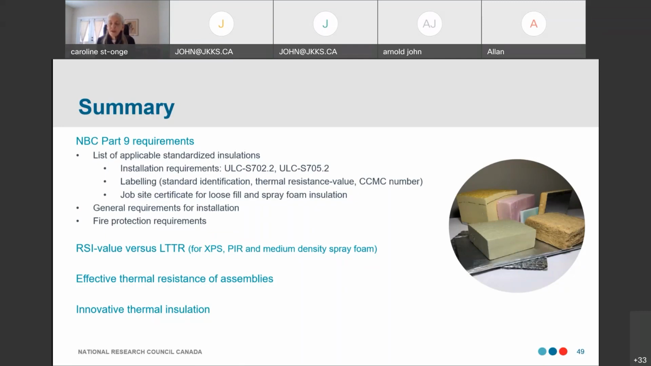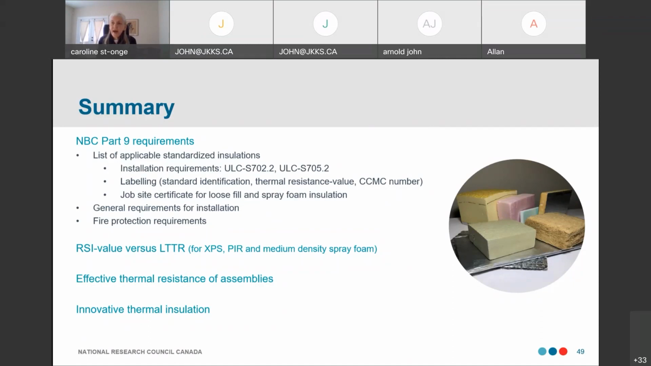Products such as loose fill and spray foam insulation. Loose fill, I'm talking about mineral fiber and cellulose fiber, which are loose fill. There must be a job site certificate available on site. And in terms of other requirements from the code, there are general requirements for installation. We've been through this, and there are a few fire protection requirements as well that need to be taken into consideration.